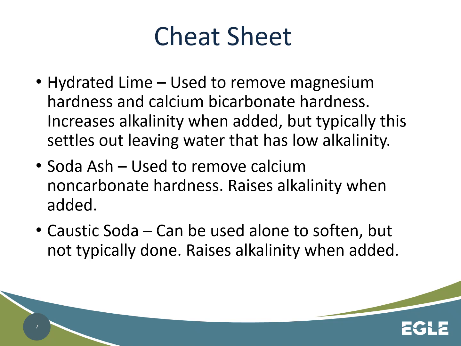What chemicals do we use in softening? Hydrated lime, made from quicklime, is used to remove magnesium hardness and calcium carbonate hardness. It typically increases alkalinity when added, but all that alkalinity is then removed, leaving water with low alkalinity. Soda ash is used to remove calcium non-carbonate hardness, which isn't removed from lime. It is important to remember this designation of which chemical removes what when you're doing your calculations, so make a note. Additionally, caustic soda is sometimes used for softening, but we are not going to go into detail with that today.